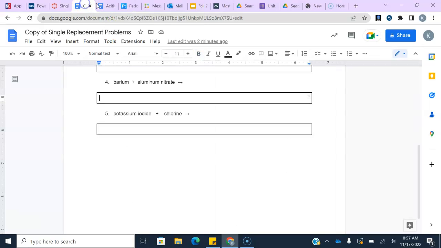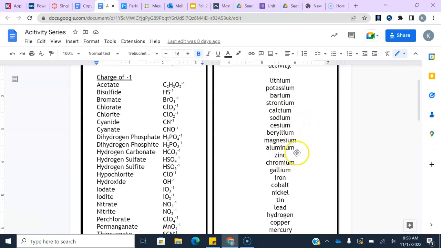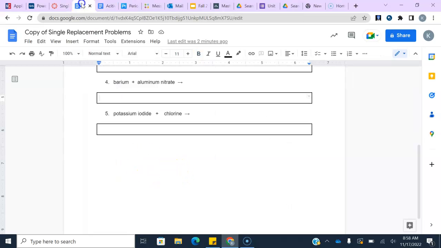Let's look at our activity series. So we've got barium and aluminum. Aluminum is right here, barium's right here, so this reaction will go forward, and then nitrate is NO3 minus 1, okay? So this is very similar to your warm-up you did in Unit 3, Lesson 9, and I was noticing us struggling with that too, so let's go ahead and put this in here.